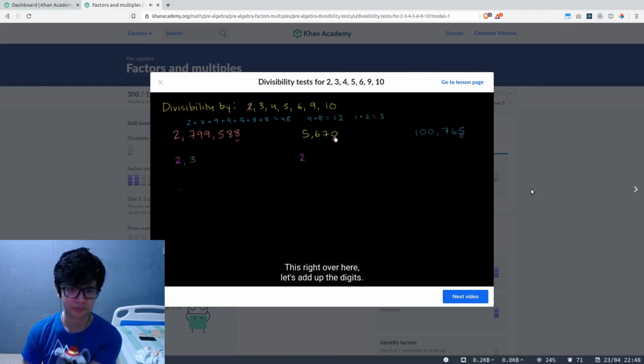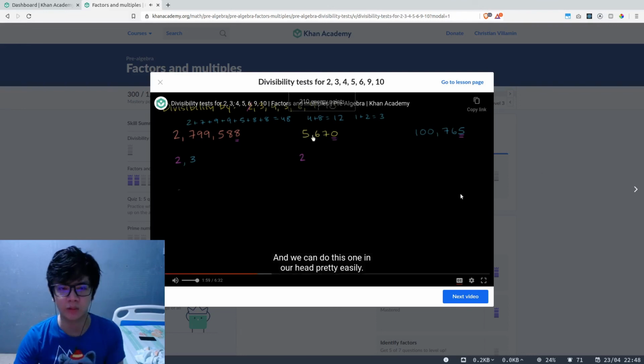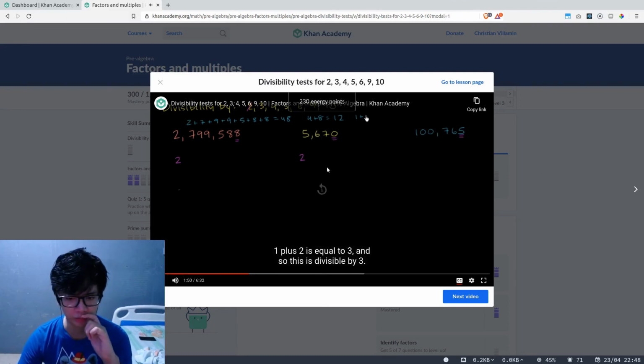This right over here, let's add up the digits. And we can do this one in our head pretty easily. 5 plus 60 plus 2 divisible by. You're not sure. 8, 40 plus 8 is 40 is equal to 48.